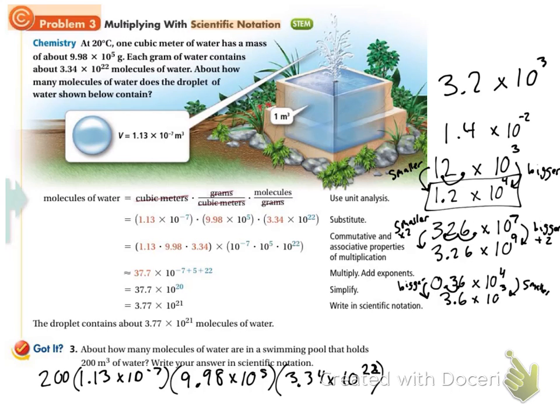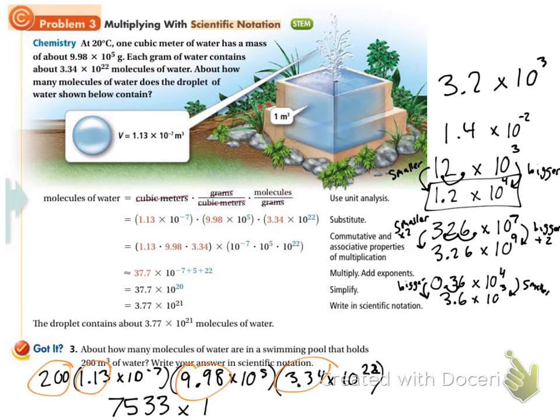And we need to multiply these. So how we're going to do this is we're going to multiply all the front numbers. So we're going to multiply these numbers. And then when we do that, we're going to do 200 times 1.13 times 9.98 times 3.34. And we get 7,500, and we'll say 33.